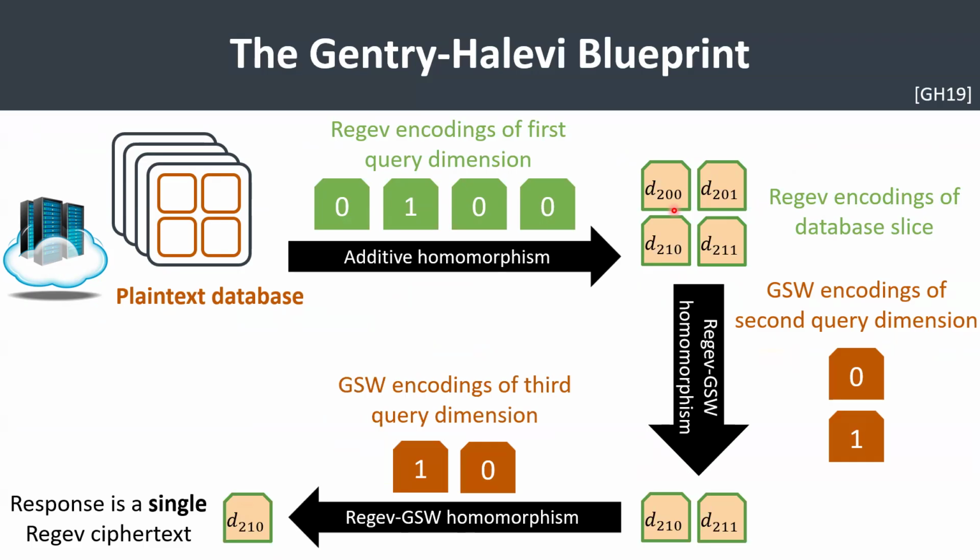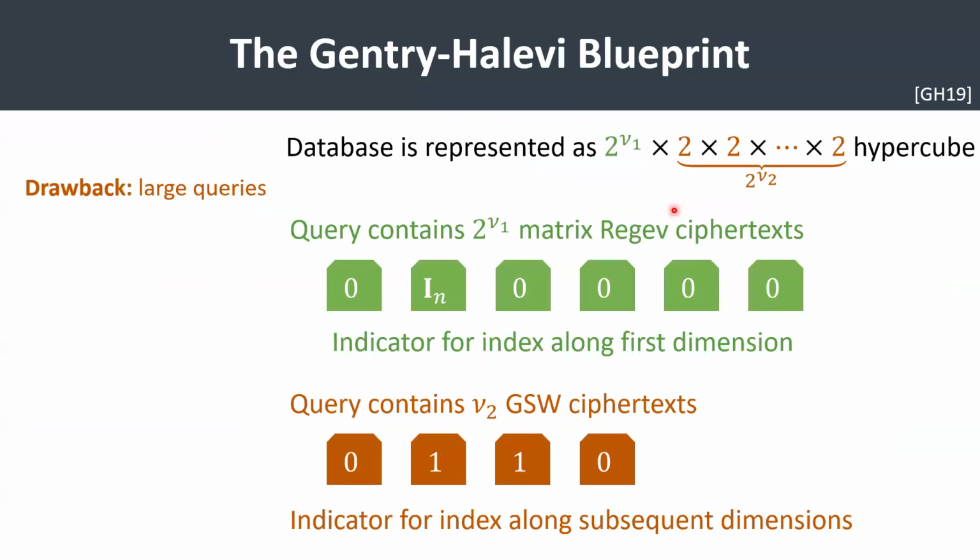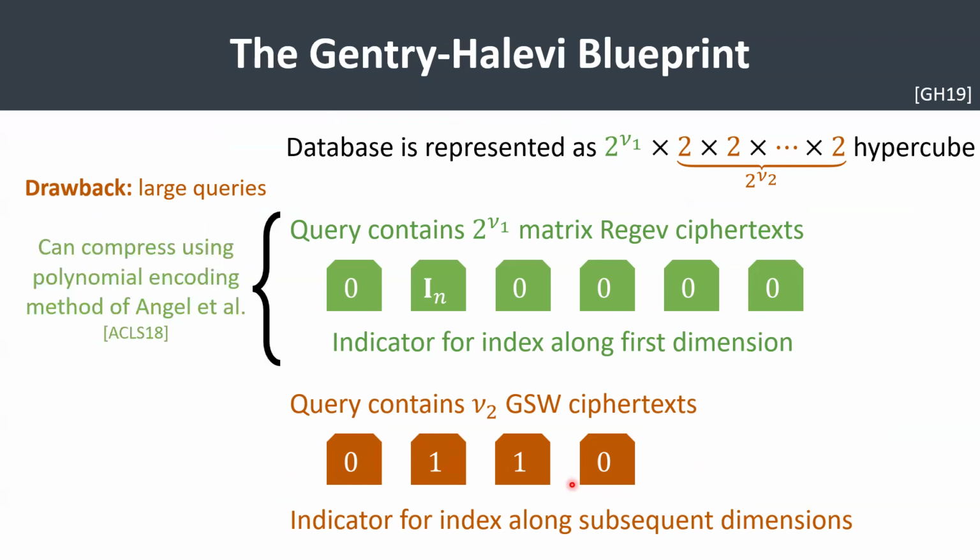Okay. Excellent. Good. So at this point, you might say there's something that looks fishy about this picture. It looks like you're communicating GSW ciphertext, and I just spent a lot of time telling you that GSW ciphertexts are humongous, right? So doesn't that mean the queries are humongous? Turns out the answer is yes.